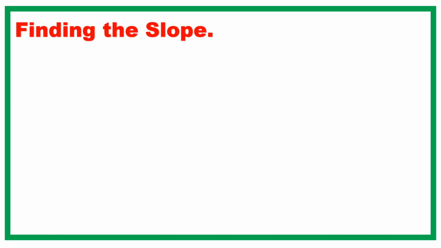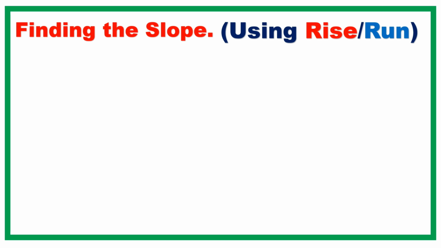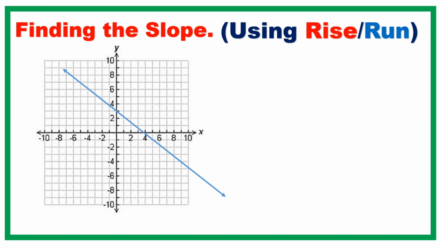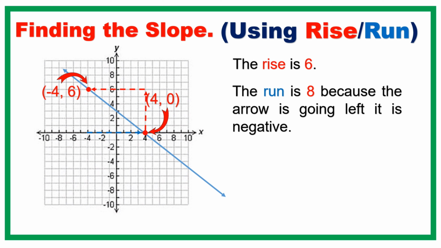Let's find the slope using rise and run. Here is the line and here are the coordinates. We have (-4, 6) and (4, 0). How are we going to answer this? Easy. First, let's count the rise and run. Our rise is 6 and our run is 8. Because the arrow is going to the left, it is -8.